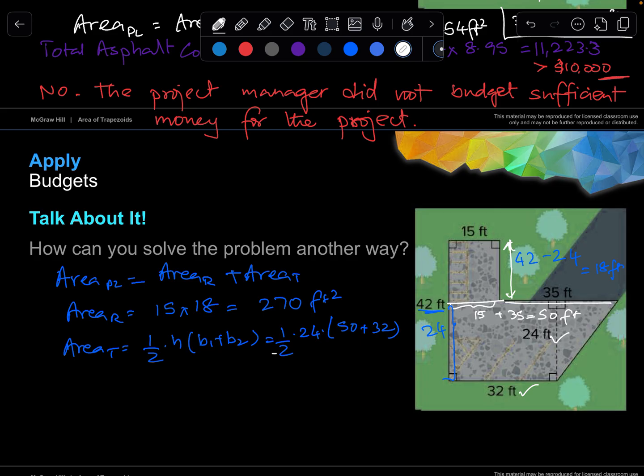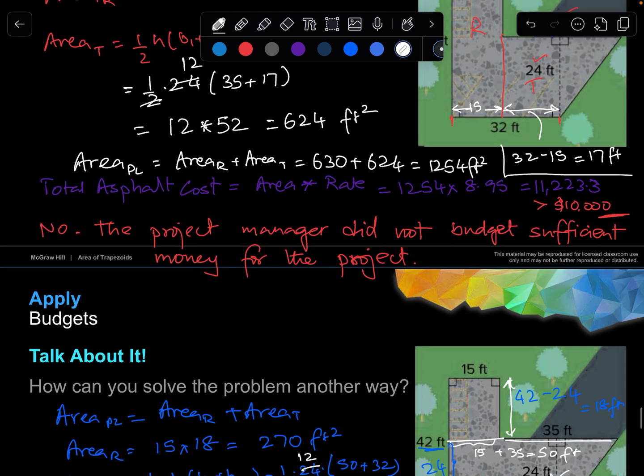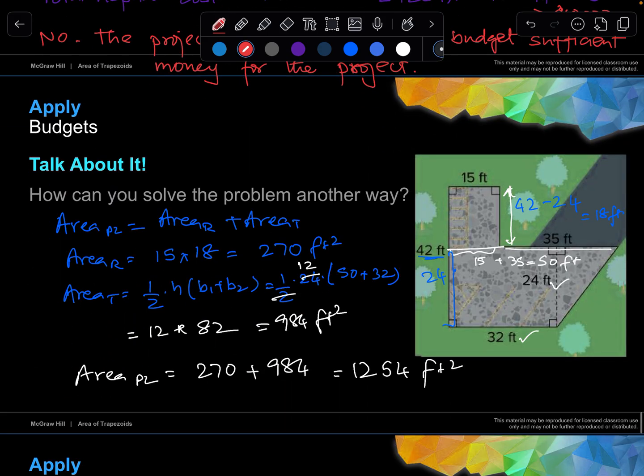I know that I can divide 24 by 2 to give me 12. So this is equal to 12 times 82, which is 984 square feet. So my area of PL equals 270 plus 984, which gives me 1254 square feet, which is the same as what I calculated earlier. If you look here, I got 1254 square feet.